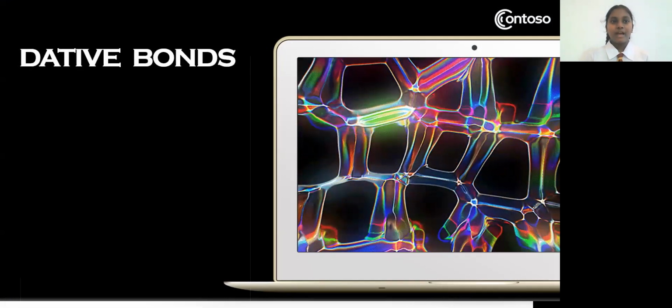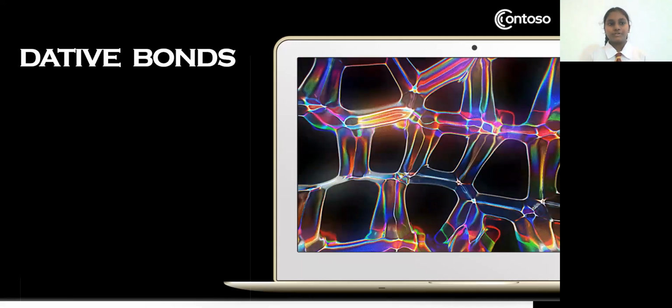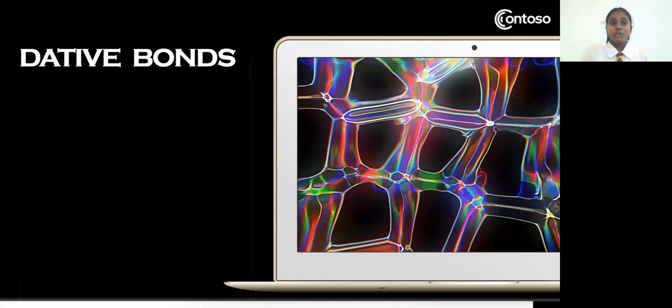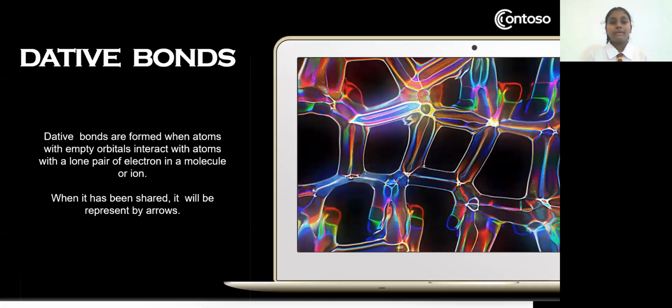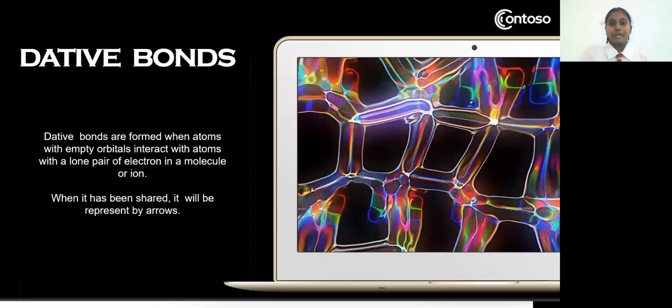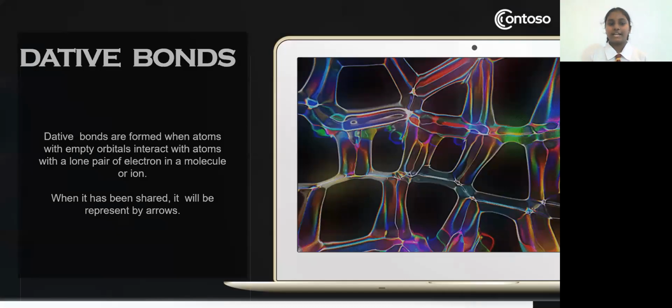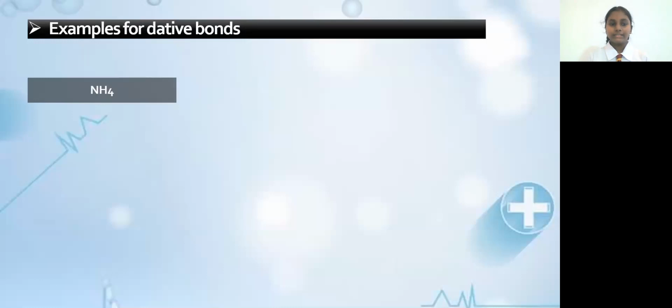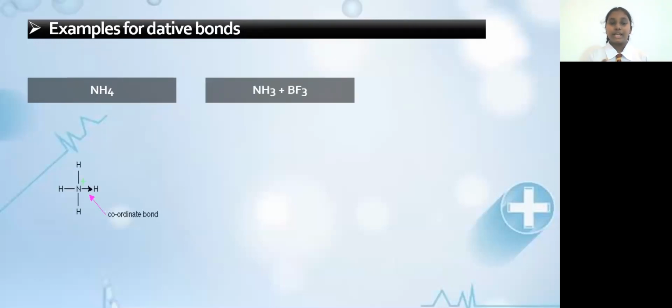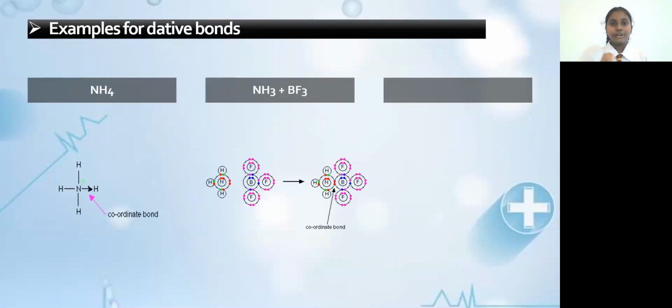Thank you, Navindi. I am Radhipa Alice and I am going to present about dative bonds. Dative bonds. What are dative bonds? In a molecular ion, dative bonds are formed when atoms with empty orbitals interact with a lone pair of electrons. The dative bonds can be denoted by an arrow. The arrowhead is pointed to the electron deficient atom. Then look at these examples for dative bonds. First one is ammonium. Second one is the reaction between ammonia and boron trifluoride. And third one is aluminium chloride. Now it's your turn, Tashini.